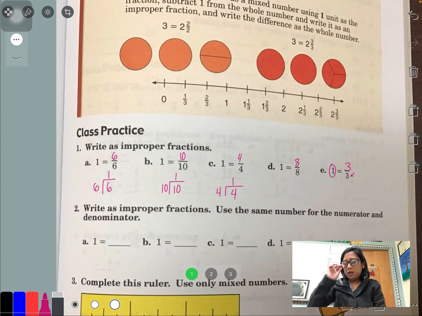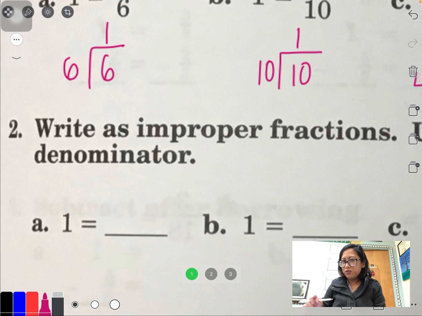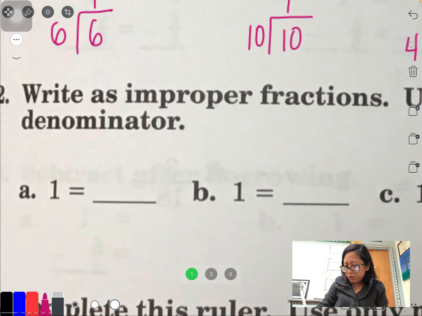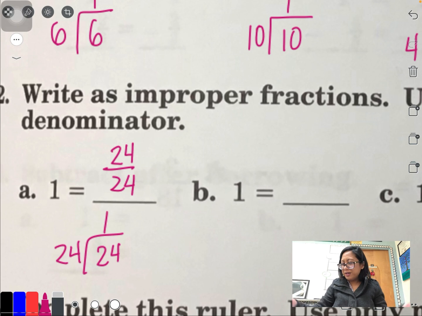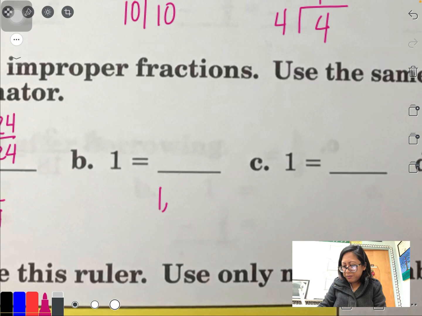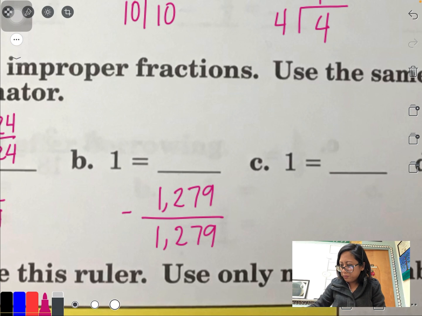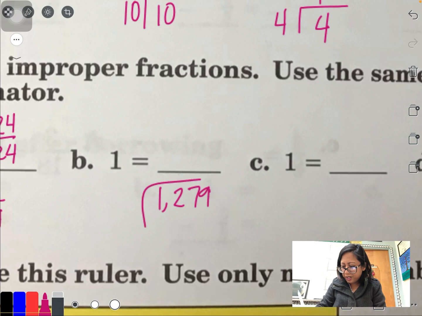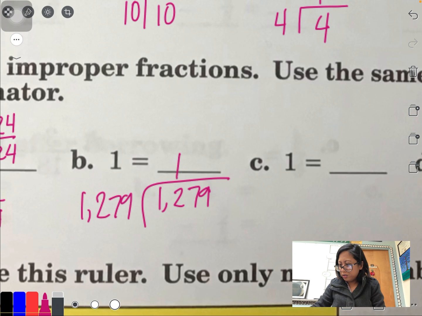Now here's the fun part. You can make up your own, and we can share it at our Zoom meeting. So here for 2a, the answer is already 1. You can make it up. Watch. 24 over 24. 24 divided by 24 is 1. Boom. Here, I'll make it up. 1,279 divided by 1,279 equals, oh, sorry. If I divide it, where's that? Divided by 1,279 equals 1. So my fraction will be, I just did it earlier. Oopsie.